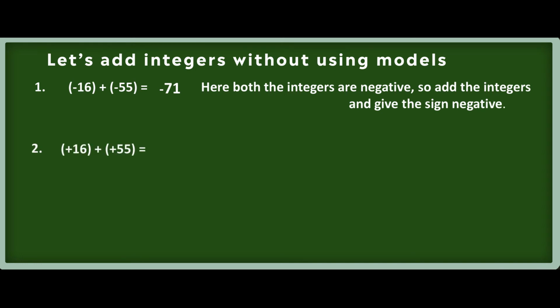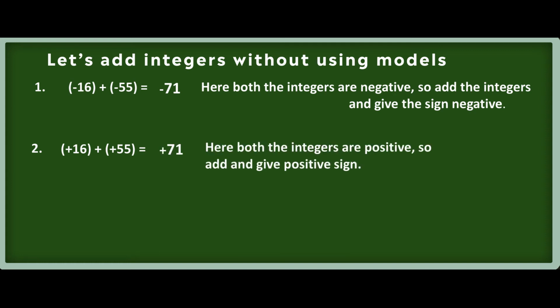Example number 2. Now we are adding positive 16 plus positive 55. Here again both the integers are the same sign and they are positive integers. So we have to add and give a positive sign, which is positive 71.